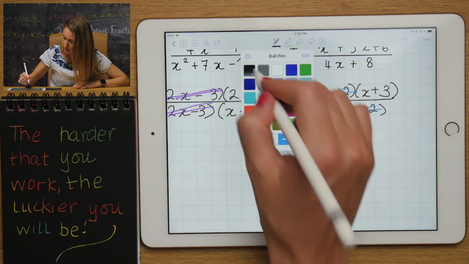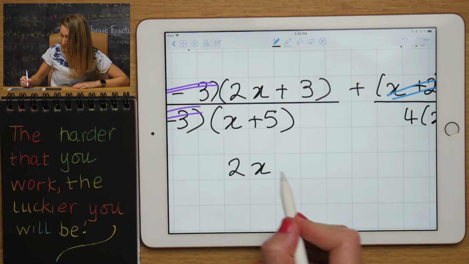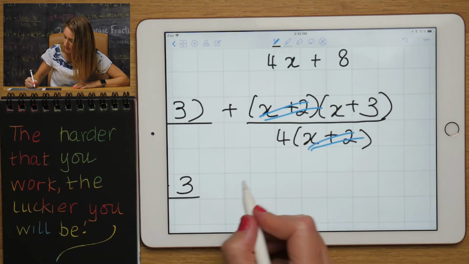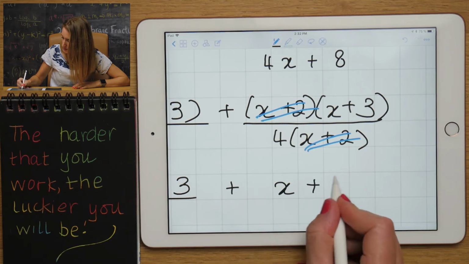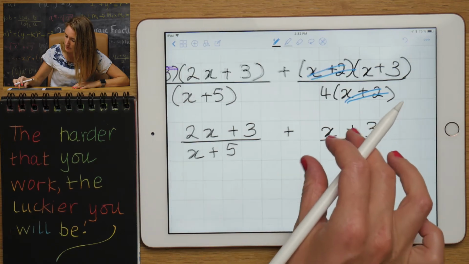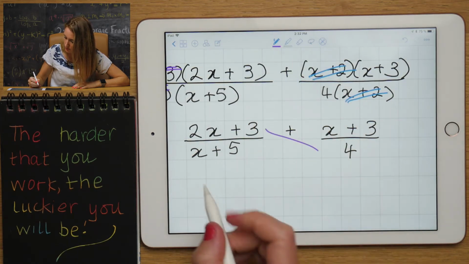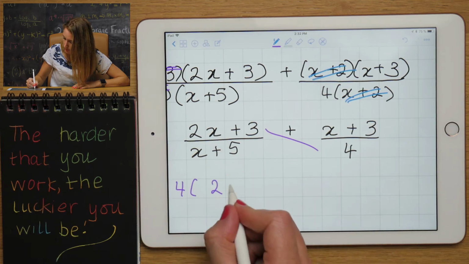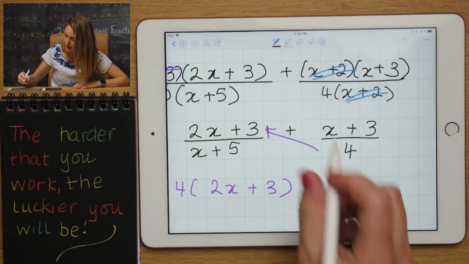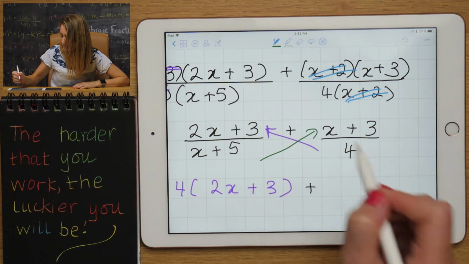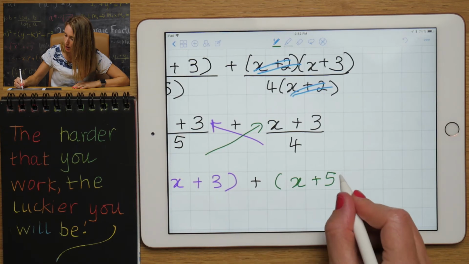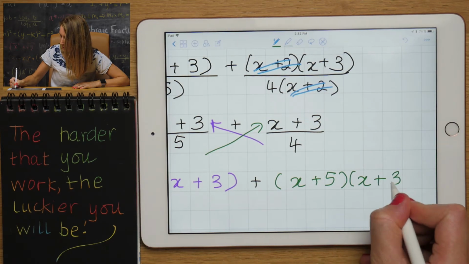So what does that leave me with? It leaves me with over here 2x plus 3. And here x plus 5. And over here x plus 3. And over here 4. Now I can pretty easily do my cross multiplication method. So I can do that times that, 4 times 2x plus 3. You want to go that way first, then put the plus, and then go this way second. Because when it's a minus, it will only work in one direction, like in one specific order.